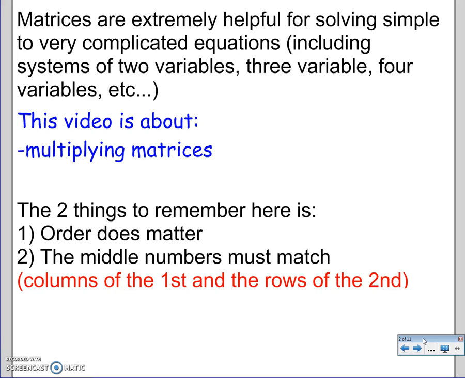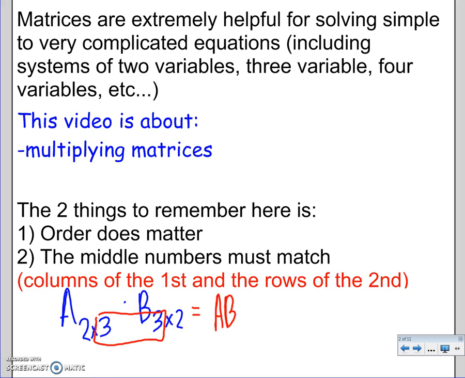For example, if A is a 2 by 3, so 2 rows, 3 columns, I'm trying to multiply that by B, and B is a 3 by 2, so 3 rows, 2 columns. That's fine because these middle numbers, those 3's, they match. I would ignore that. And my answer, I know, would be AB, and it would be a 2 by 2. The remaining numbers tell you the remaining size.